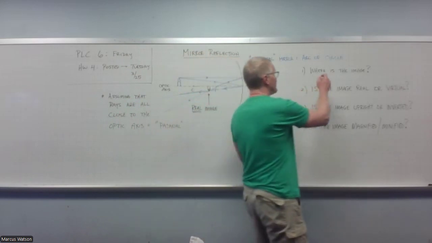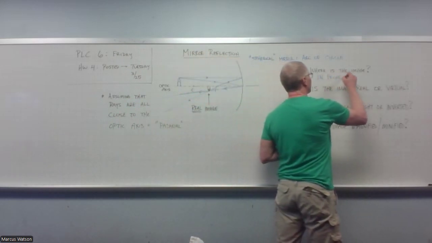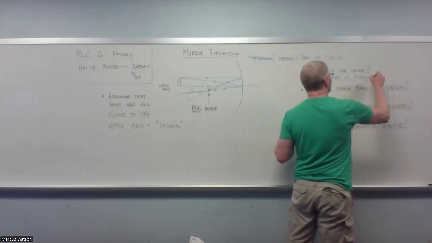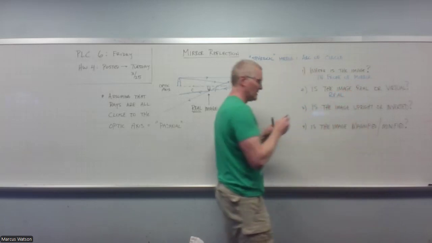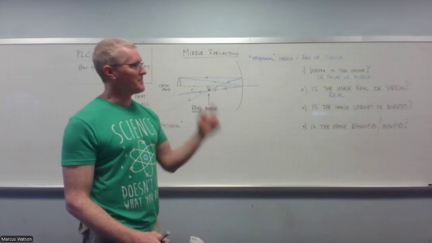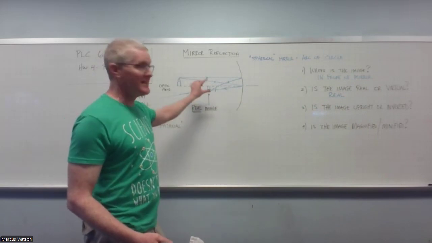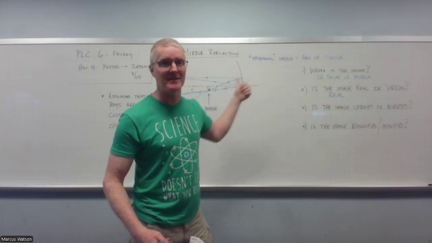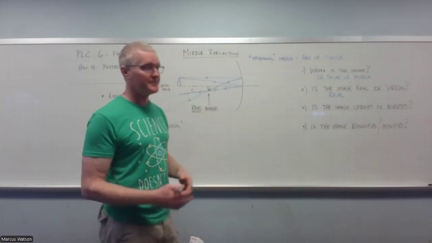Now, where is the image? In this case, it's in front of the mirror. Is it real or virtual? We know it's real. Notice how both of those changed. If it's behind the mirror, it's virtual. Has to be. If it's in front of the mirror, these have crossed. I can't trace rays back and have an image in front of the mirror. So if it's in front of the mirror, it's real.